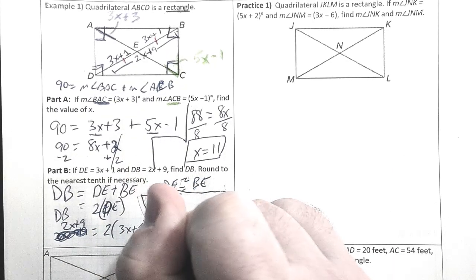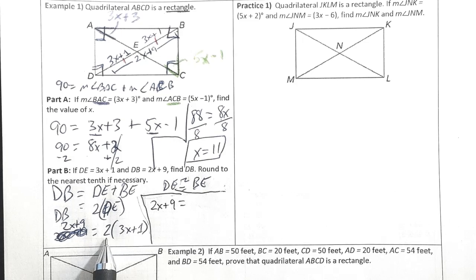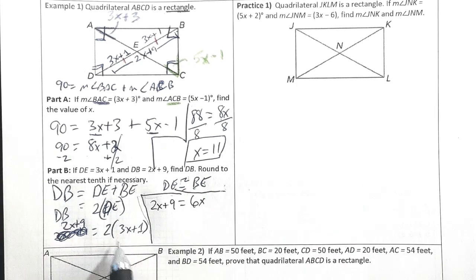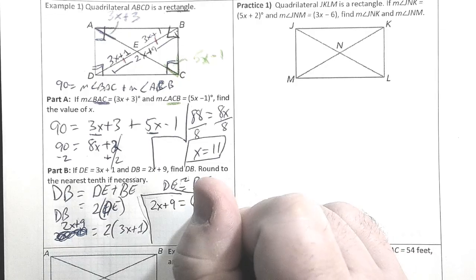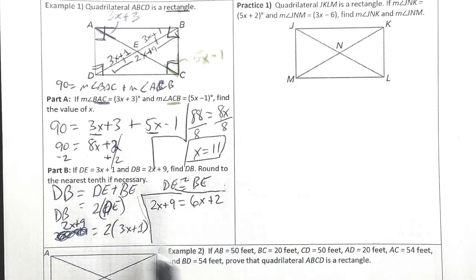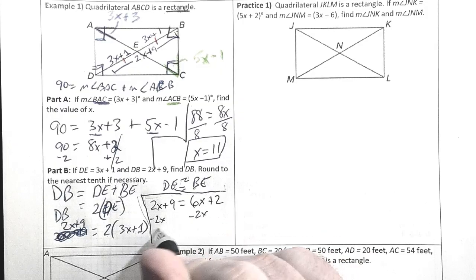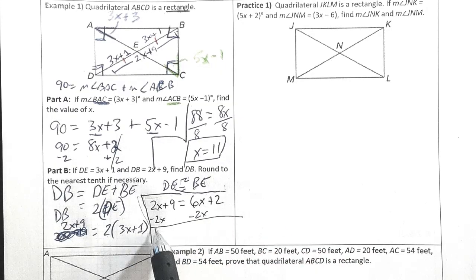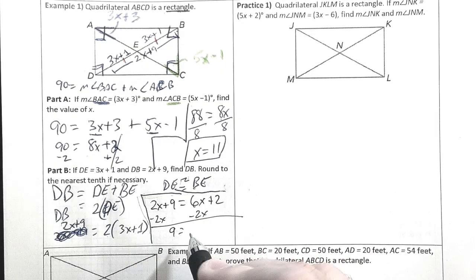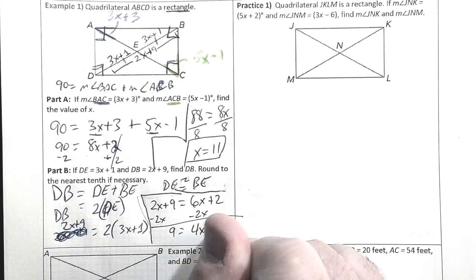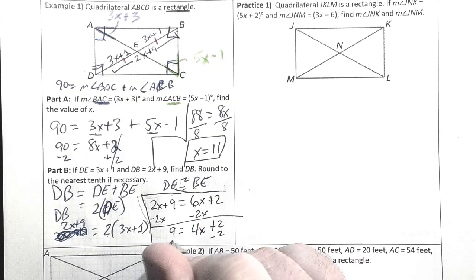So 2x plus 9 equals, so 2 times 3x is 6x, plus 2 times 1 is 2. So cleaning this up, now we're going to get our x's on one side and our numbers on the other. So 2x subtracted from both sides, these cancel. 9 is left, and then 6x minus 2x is 4x plus 2. Subtract 2 from both sides.